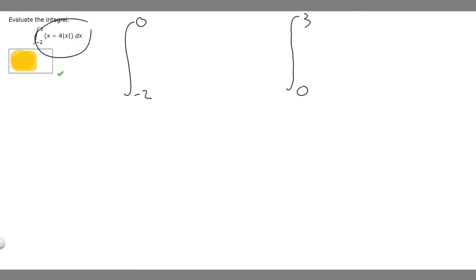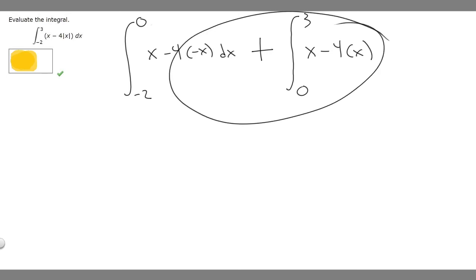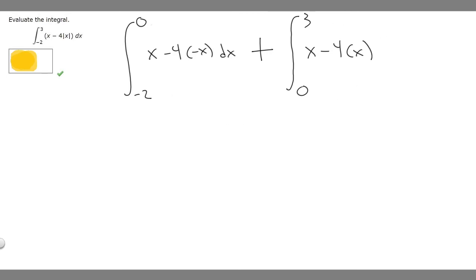And then for the functions you're going to plug in, the one that's from negative to 0, you're going to plug in minus x for your absolute value. And for the positive one, you're just going to plug in x. So this one is going to become x minus 4 times minus x dx. Then we're adding these two integrals together, by the way. And then it's going to be x minus 4 times just x. Now we've set it up, all we have to do is solve.